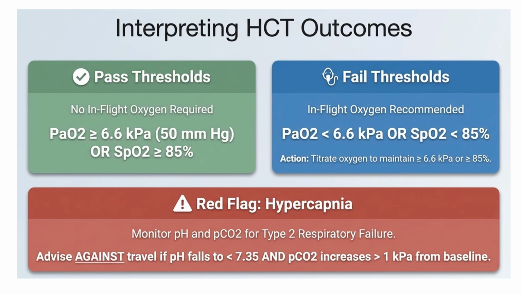Red flag symptoms: who are the people not flying? Monitor the pH and PCO2 for type 2 respiratory failure. Advise against travel if the pH is less than 7.35 and the PCO2 increases by more than 1 from the baseline during the HCT. These types of patients are advised against travel during the flight.